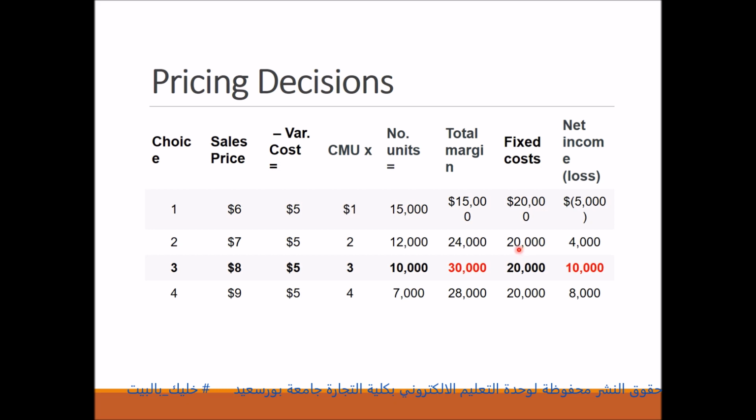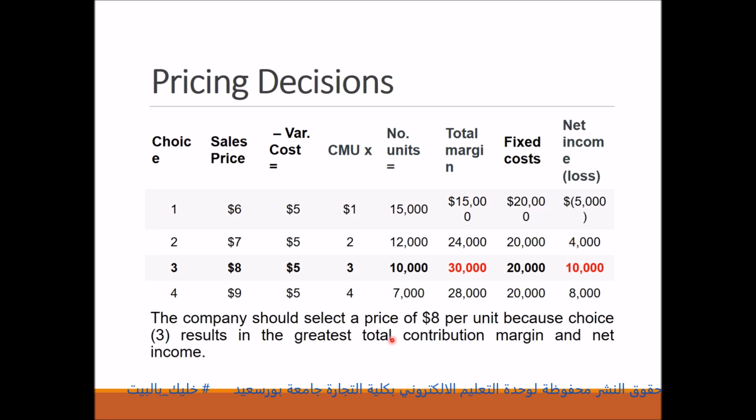$20,000 fixed cost will be the same under each option. It doesn't differ between alternatives. And the remaining amount is net income. So $30,000 total contribution margin contributes to covering $20,000 fixed cost, and the remaining amount is $10,000 net income.